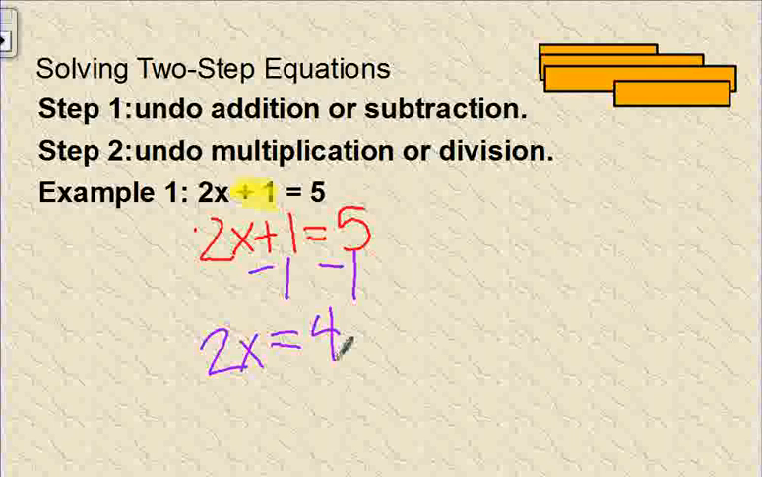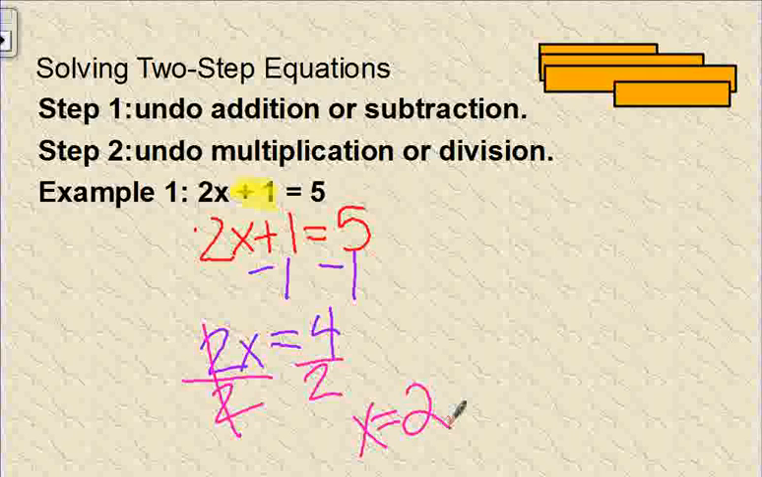So we ask ourselves, who's getting in the way of x? That would be 2. 2 times x. The inverse of multiplication is division. So I divide both sides by 2. My answer is x equals 2.